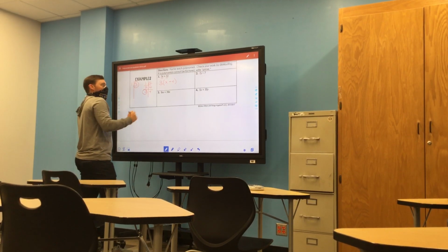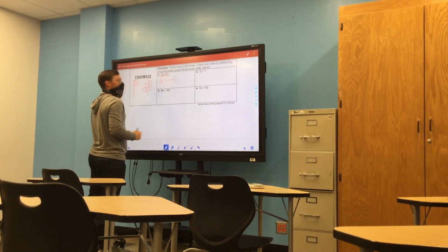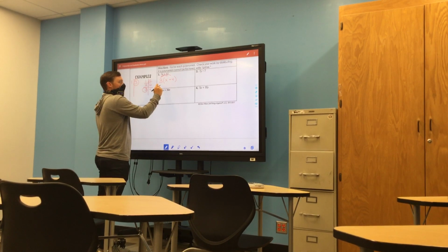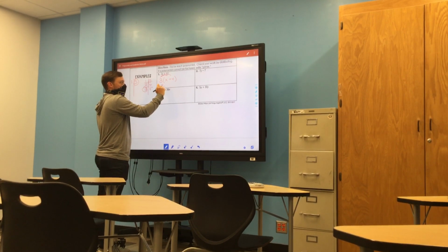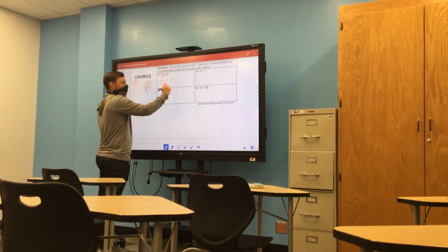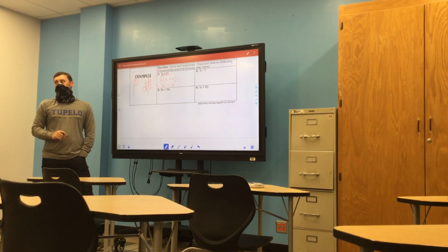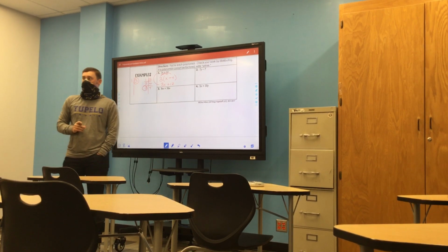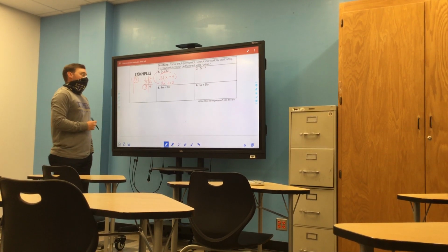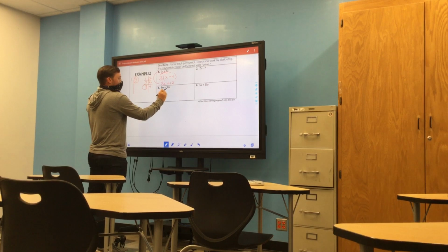You can always check your work by multiplying this back in to make sure that you did it the right way. This is 3 times x, which is 3x, and 3 times 4, which is 12. And that's what we started with, so we know we factored it correctly. So we're trying to figure out, again, what do they share?